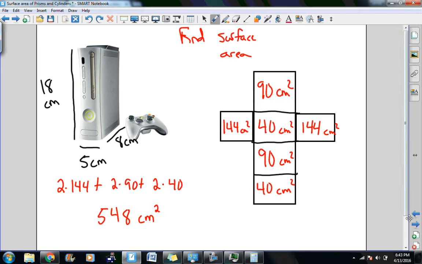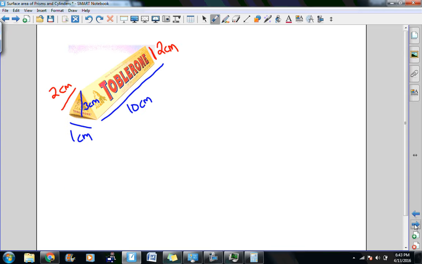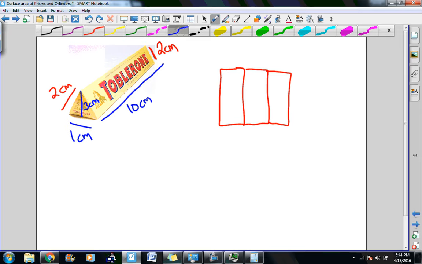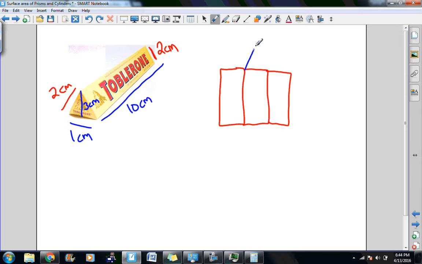That is the answer for this problem. For a triangular prism, there are now 5 sides instead of 6. And the only sides that are going to be repeated are the triangle in the front and the triangle in the back. Each of these rectangles could be the same, but they're frequently going to be different. But I know that the triangle in the front and the triangle in the back will be the same.